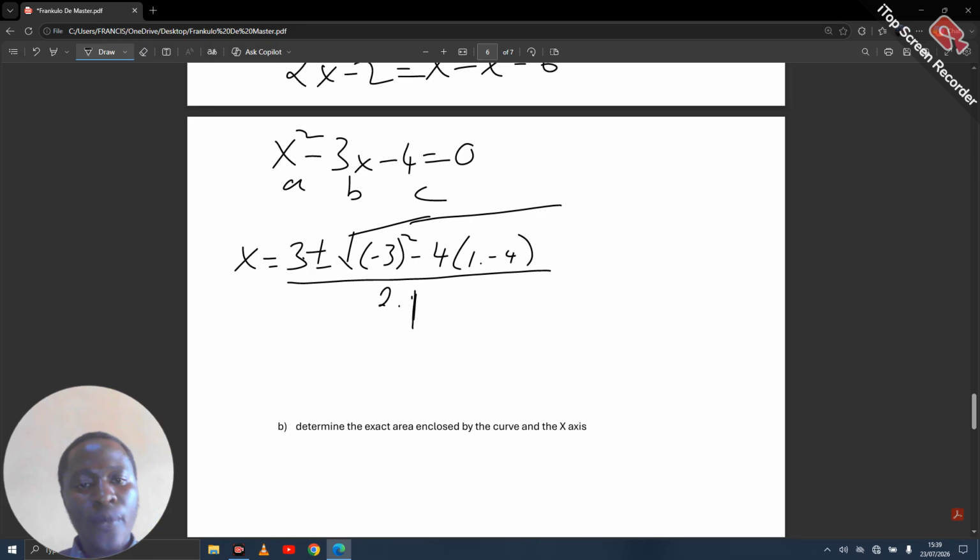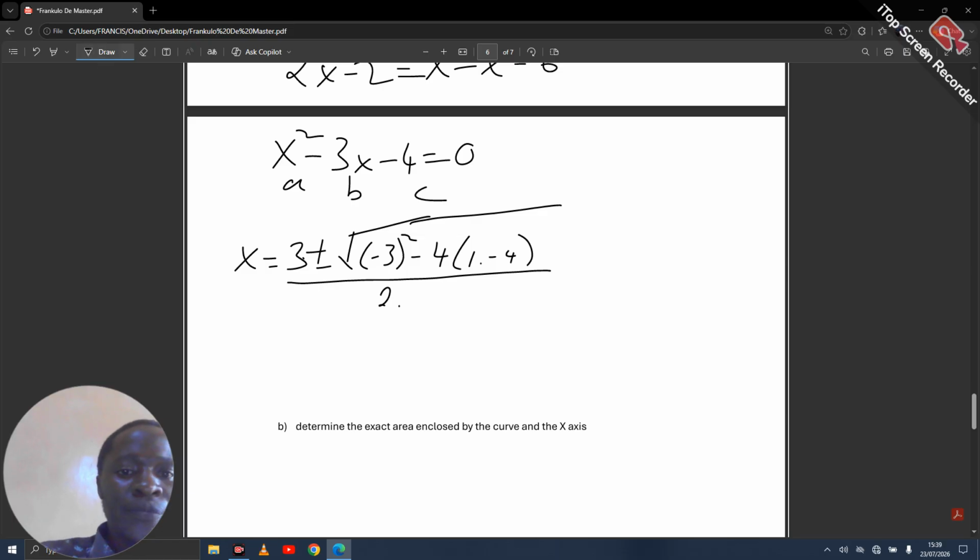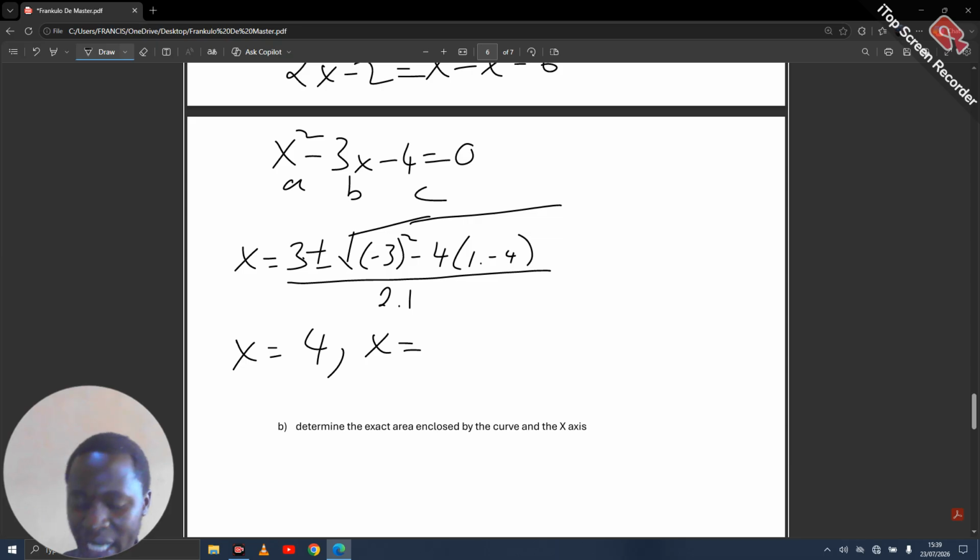Remember, the dot symbolizes multiplication in mathematics. So obviously there will be two answers. The first answer will be x equals 4, or x equals negative 1.